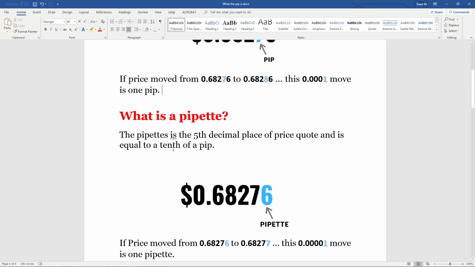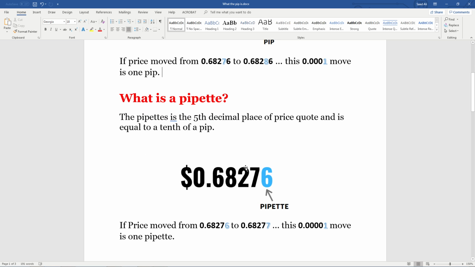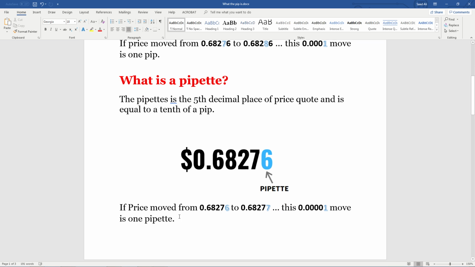And so what is a pipette? A pipette is the 5th decimal place of a price quote and is equal to 1/10 of a pip. All you need to remember is a pipette is the 5th decimal place. So we'll move the decimal 1, 2, 3, 4, 5. This value right here is a pipette, and this represents 6 pipettes. So if price moved from 0.68276 to 0.68277, see how the 6 changed from a 7, and it's the 5th decimal place, which represents a pipette.